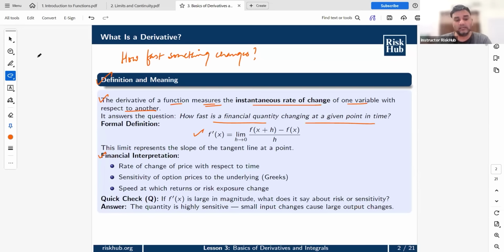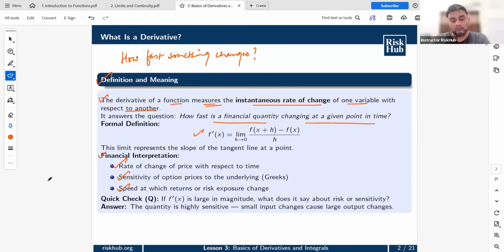When you look at the financial interpretation, please understand that derivatives measure sensitivity. Examples are price sensitivity, risk sensitivity, and option sensitivity, which is the Greeks, which we need to understand. The rate of change of price with time shows how fast the price moves. Option price sensitivity means delta, a Greek, and the speed at which returns or risk exposure changes, that we also understand.